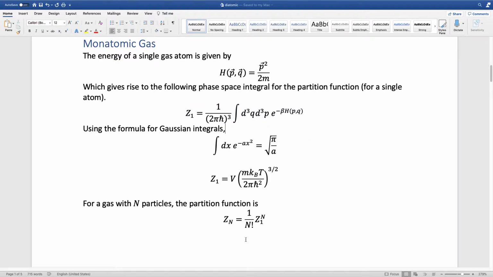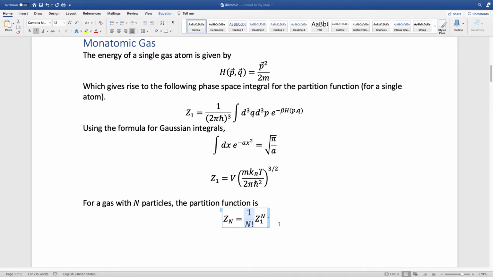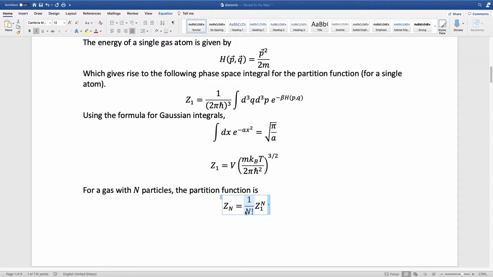So what I'm trying to say is that the partition function for n gas particles, n monoatomic gas atoms, is simply the product of n single atom partition functions. And there's also this factor of 1 over n factorial, because of the postulate that particles are indistinguishable in quantum mechanics. Of course, this is there.